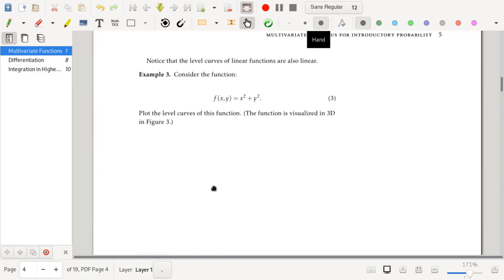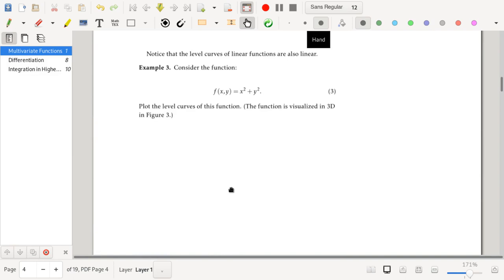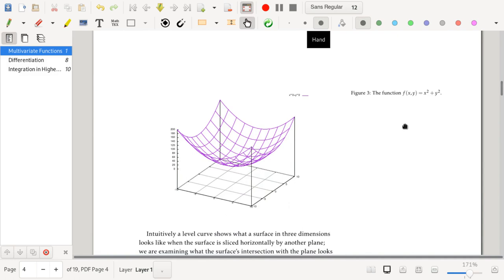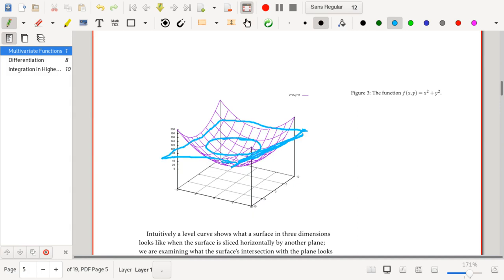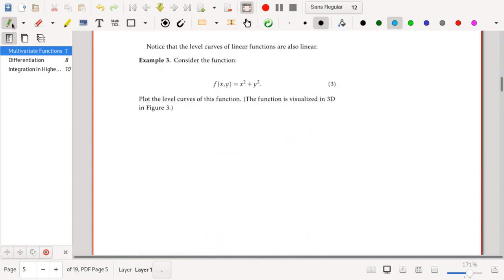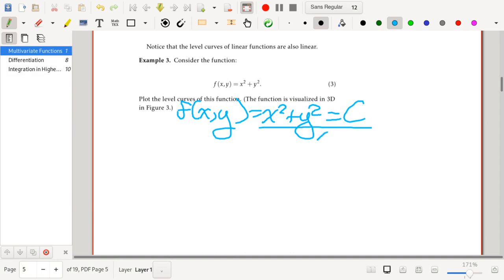Let's consider some more level curves. Here is the function f(x,y) equals x squared plus y squared, which is visualized in this figure. We are going to take a plane to construct a level curve and intersect the function with that plane. What results is a circle, because f(x,y), which is x squared plus y squared, is equal to c. You may have seen this before in intermediate algebra or college algebra, that this expression defines a circle. This is the conics stuff. So this is a circle with a radius of square root of c.